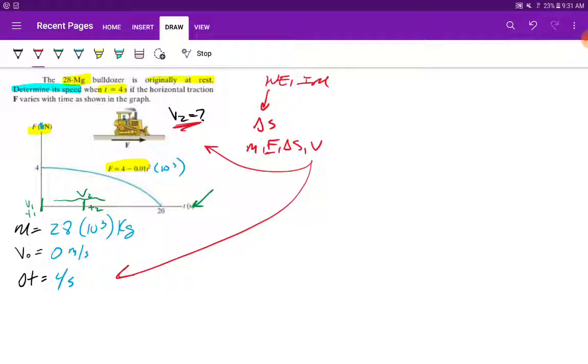They gave me the force. The force is this graph. And then they gave me a mass. So I'm pretty clear on everything except this guy. That's not given anywhere in the scope of the problem. So because of that, I'm actually tempted to not use it.